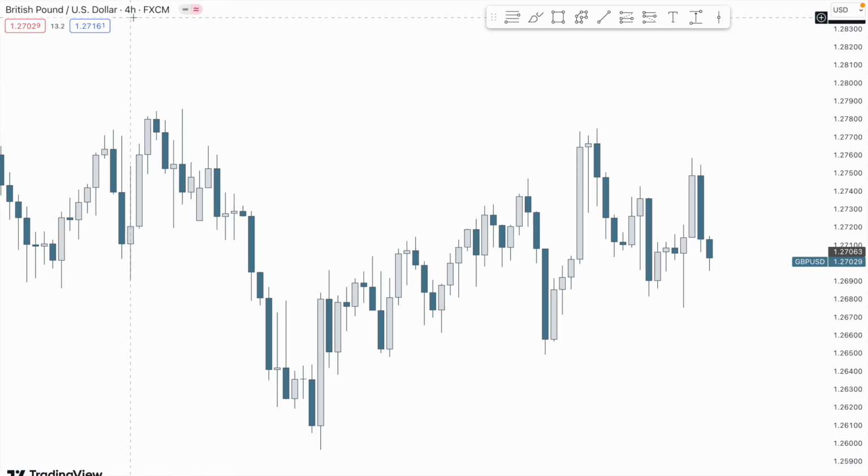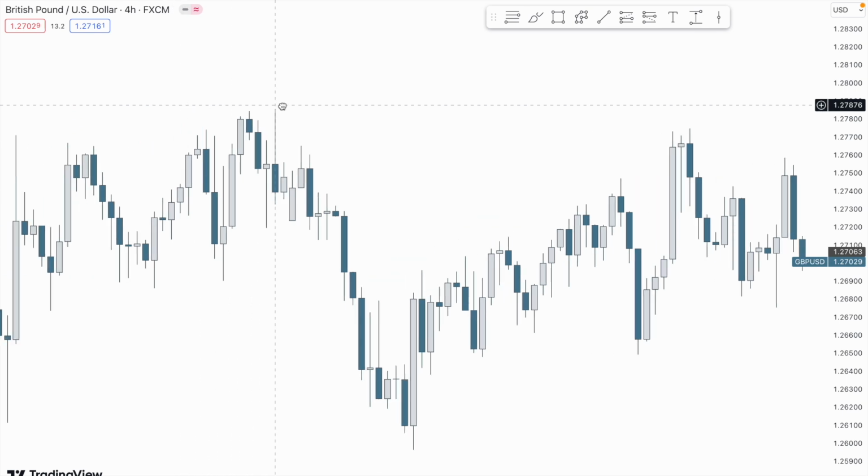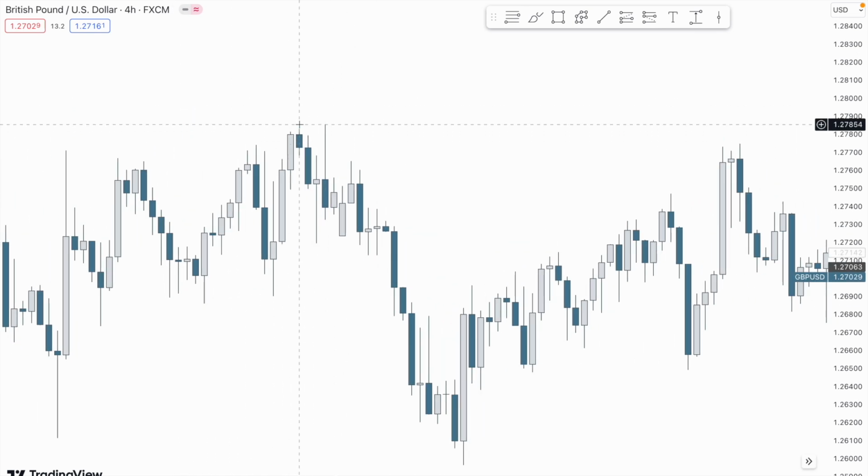Right now you are seeing the 4-hour chart and this is the GBP USD chart. I will start from here. Here you can see that the price made a swing high. What is a swing high? An upper candle followed by two lower candles. So this was a swing high.